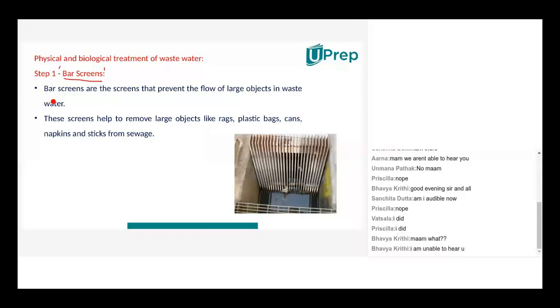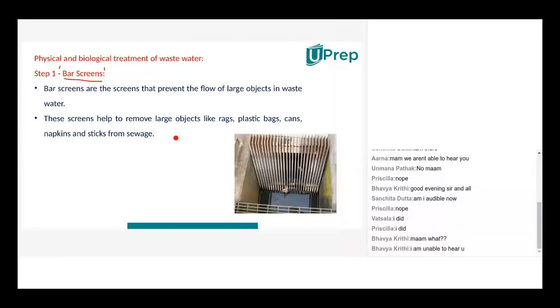They prevent the flow, like if there are large waste particles in water, they prevent that from flowing, and materials like plastic bags, cans, and napkins, they are like filter type things, so they help to remove those objects. Correct. So these are basically obstructions, right? If these cannot be further processed, the best thing is to physically remove the larger objects first. Once the larger objects are removed, then it becomes easier to remove the other remaining objects.